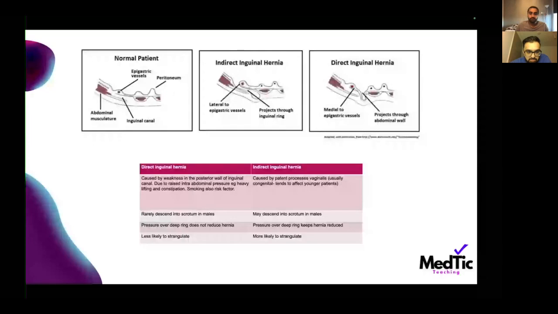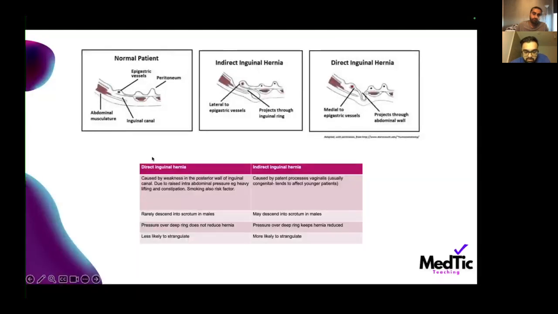In a normal patient, you can see the peritoneum, you've got the inguinal canal here, the abdominal musculature here, and we can see this cavity right laterally to the epigastric vessels. So in indirect inguinal hernia, hopefully you can see the contents of the peritoneal sac go lateral to the epigastric vessels through this gap here, and it goes through the inguinal ring. Okay, so you're going through the inguinal ring, whereas in direct hernia, you're going medial to the epigastric vessels and you're going straight through the wall. You're not going through the canal, through the cavity, you're going straight through the wall.